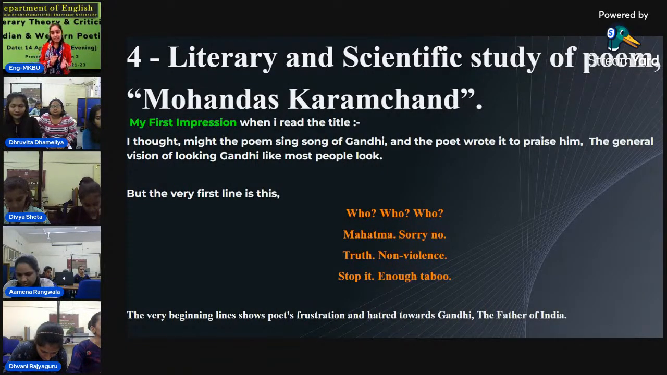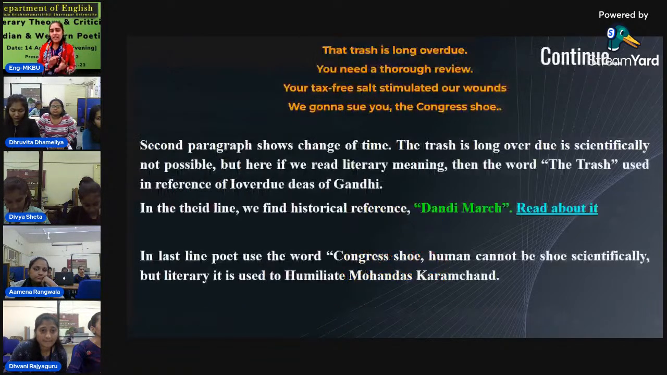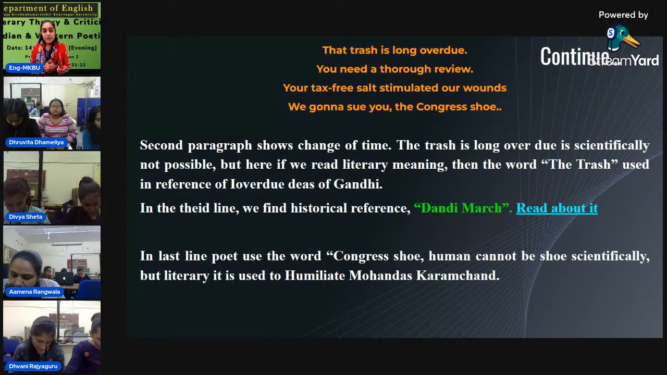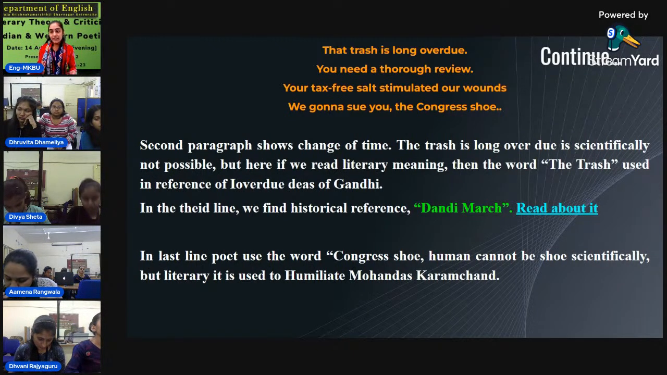Thus, the next paragraph is "that thrash is long overdue. You need a thorough review. Your tax-free soul stimulated over bounds. We gonna sue you, the Congress sue." The first is, if we read, she connects a historical reference here, like the Dandi March. As we all know, the Dandi March is one of the satyagrahas, which is about salt. That information I have also given here, the link, if anyone wants to read.